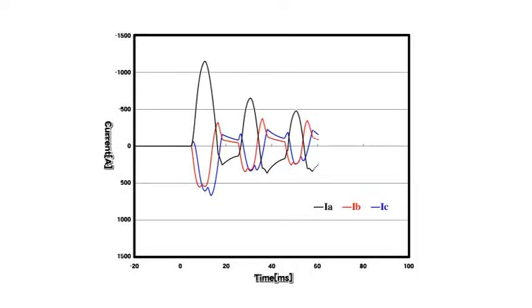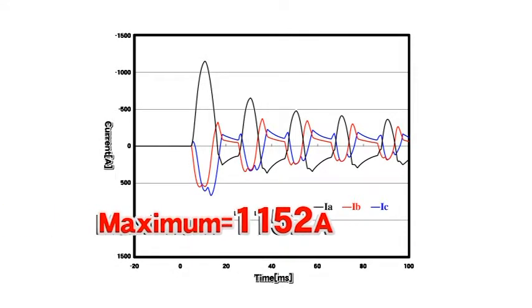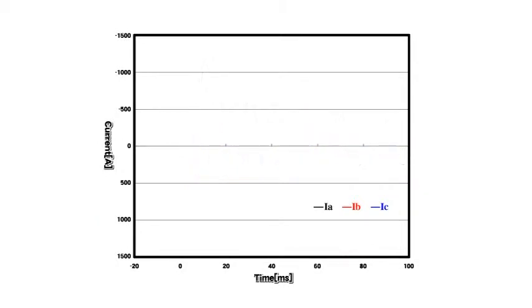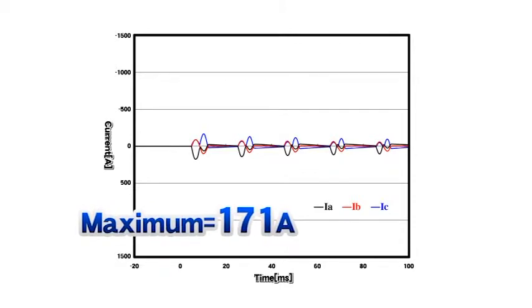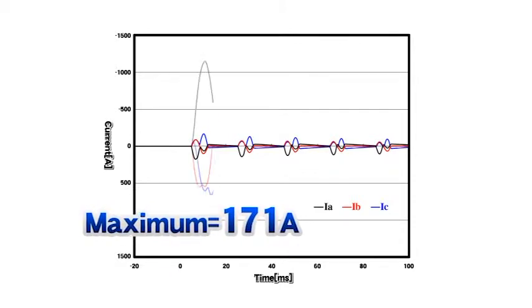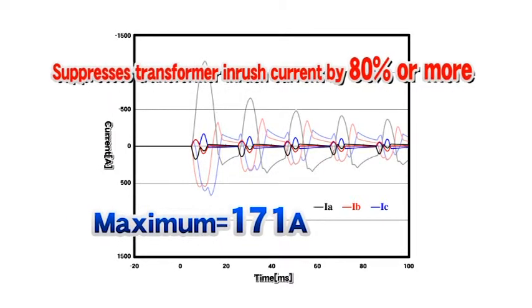These are the results of field testing with an actual power system where inrush current caused problems. The maximum inrush current was 1152 amperes. This shows the results after installing the T1. The maximum inrush current dropped to 171 amperes, thus limiting the inrush current by more than 80%.